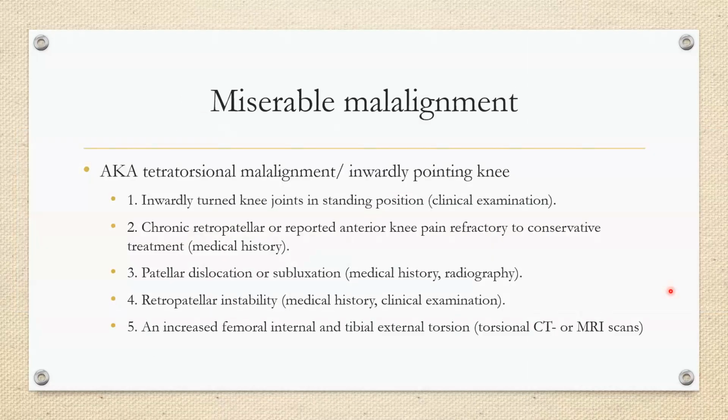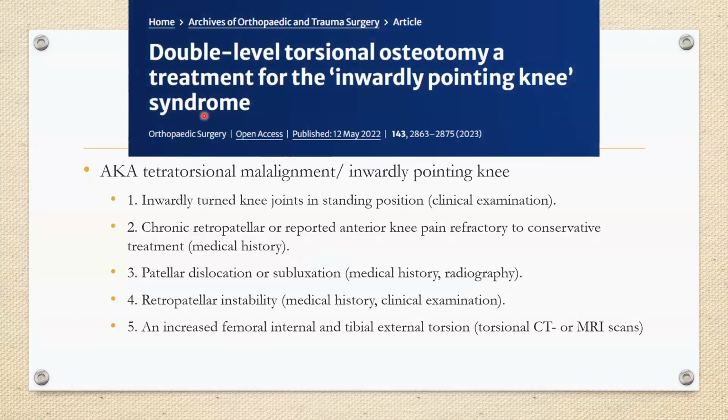The next entity is miserable malalignment syndrome, which has been used to describe multiple deformities all throughout. But this is a paper published in 2022 where they went through the current literature, and this is the definitive definition of miserable malalignment syndrome. It is also known as torsional malalignment or inwardly pointing knee. A patient who fulfills all these criteria will fall into miserable malalignment syndrome.